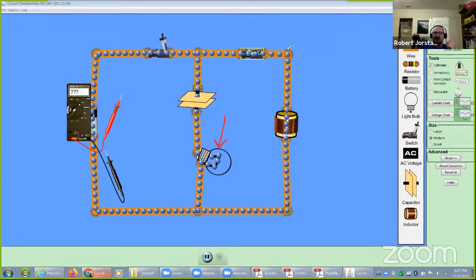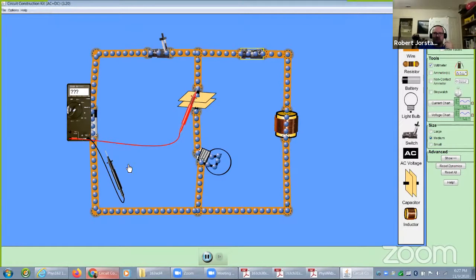So notice now there's no more voltage across this thing. All right, so let's put this on here. And we see that the voltage is pretty close to zero. It's still oscillating, but not enough to make the light bulb light up or be noticeable.